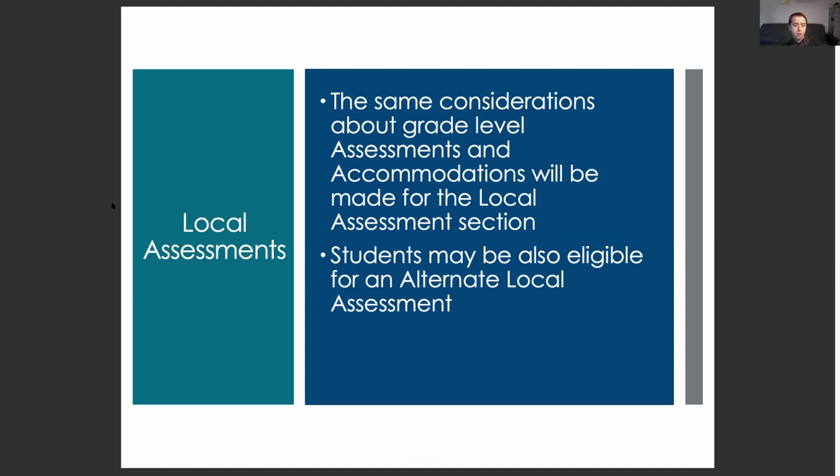Now we're going to talk about our local assessments here. The same considerations about the grade level assessments and the accommodations are going to be made for any local assessment that the student might take. The students might also be eligible for a local alternative assessment. I work for Intermediate Unit number 17, and our students use the Competent Learner Model, CLM, for our autistic support classrooms. There is an assessment that the students take with the Competent Learner Model. Sometimes I use that as an example for what an alternative local assessment might be, because all of our students in those autistic support classrooms take that CLM assessment.